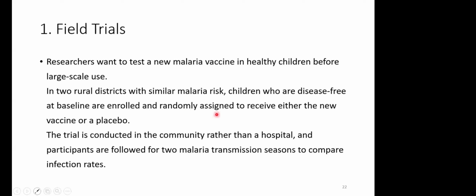Maybe based on if you're getting the nets, for example, from a dispensary, the district or the group of people that's closer to that dispensary will be given the nets. The ones that are far from that dispensary won't be given the net. So it's non-random assignment to either receive the new vaccine or the placebo. And then after 2 malaria transmission seasons, we compare the infection rates. So now that would be a field trial.